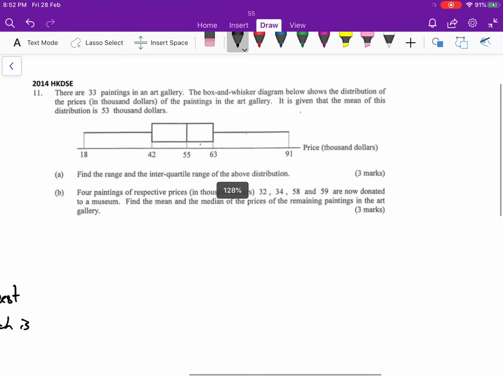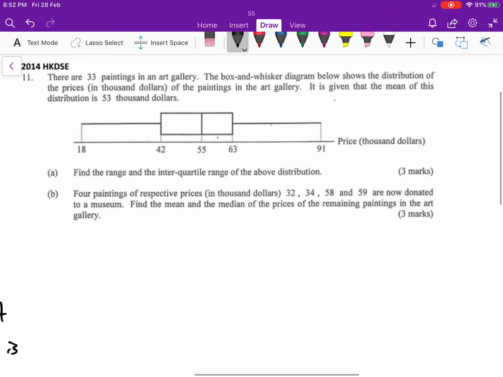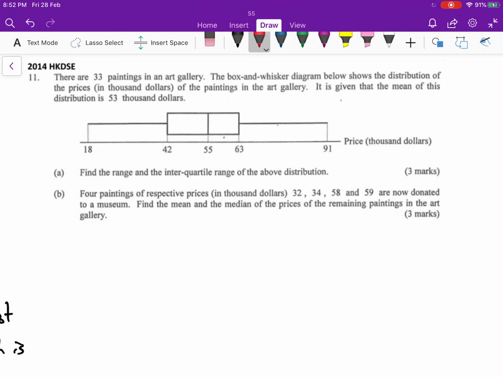So this is how we can do the 2012 DSE question. Now let's try one more DSE question. This is the 2014 DSE question 11.